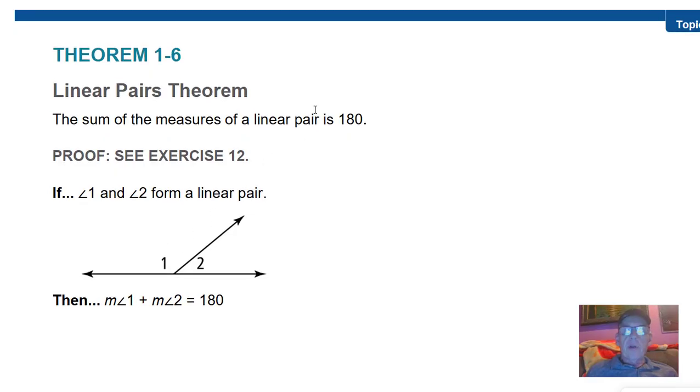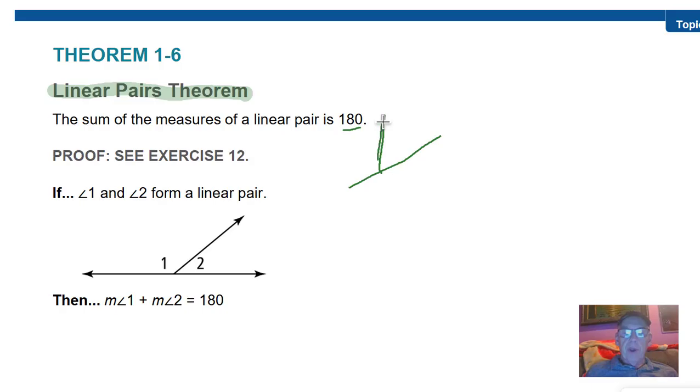Theorem 1.6, our linear pairs theorem. If we have a linear pair of angles, we maybe need to review this definition. A linear pair of angles are 2 angles that are adjacent to each other that make a straight angle or add up to 180 degrees. Well, the theorem, now we've been kind of using that, but now if you have a linear pair, you know that they're going to add to 180 degrees.